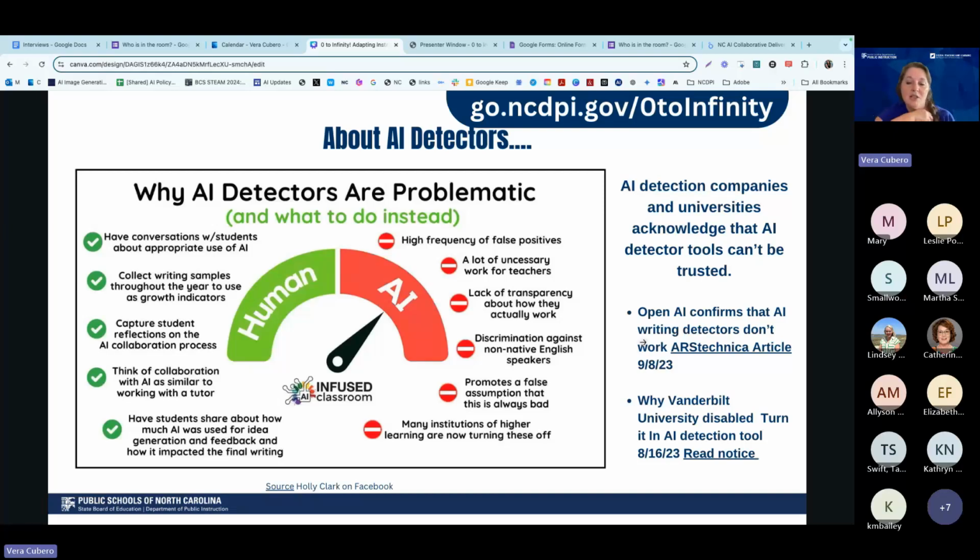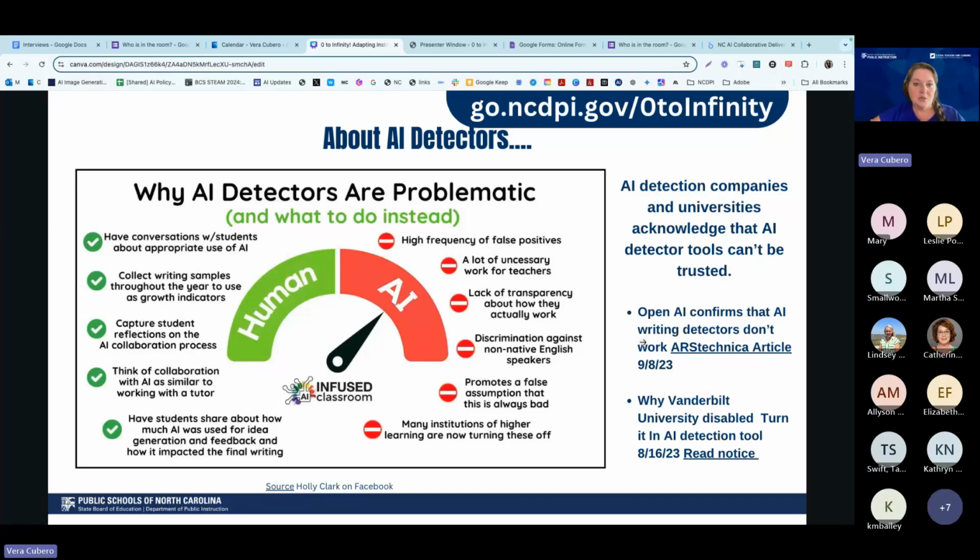But another big concern with them is they are discriminatory against non-native English speakers, and that has been proven in multiple studies, that it will falsely flag them as AI detected at a higher frequency than native English speakers. And a big one for me, the next one, is it promotes a false assumption that using AI is bad, which again, that's a mentality that we have to move away from. And on the left, it's got some ideas about what to do instead, which I think is very important.